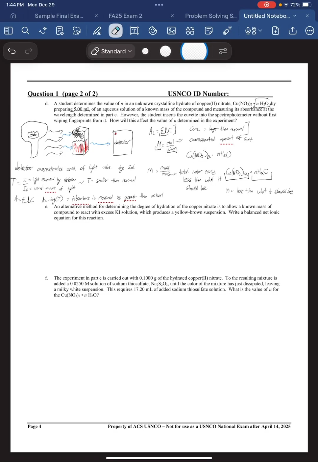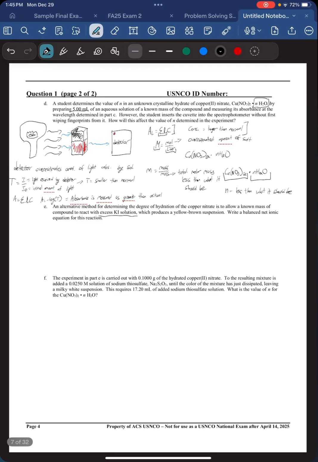Alright, now let's try problem E. An alternative method for determining the degree of hydration of copper nitrate is to allow a known mass of compound to react with excess KI solution, which produces a yellow-brown suspension. Write a balanced net ionic equation for this reaction. There's one important thing to note here, and it's that we have excess potassium iodide solution, which will become important later when we solve this.